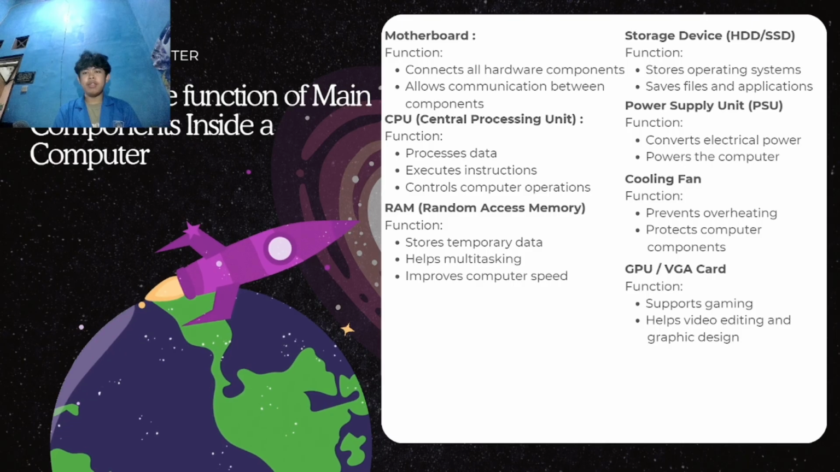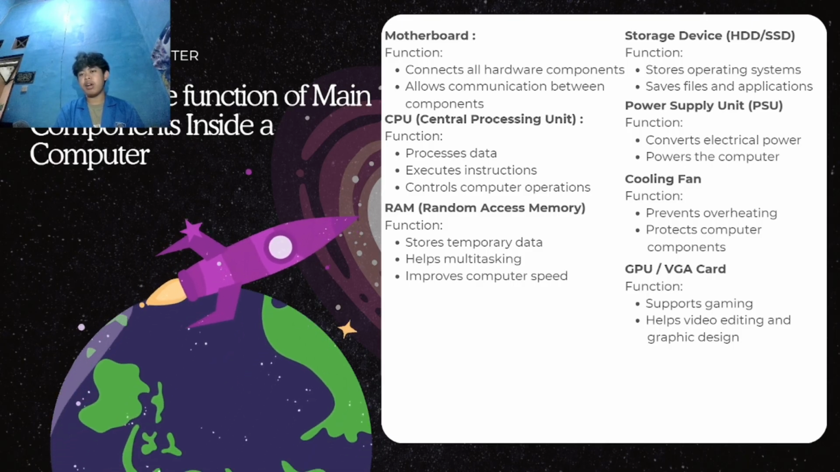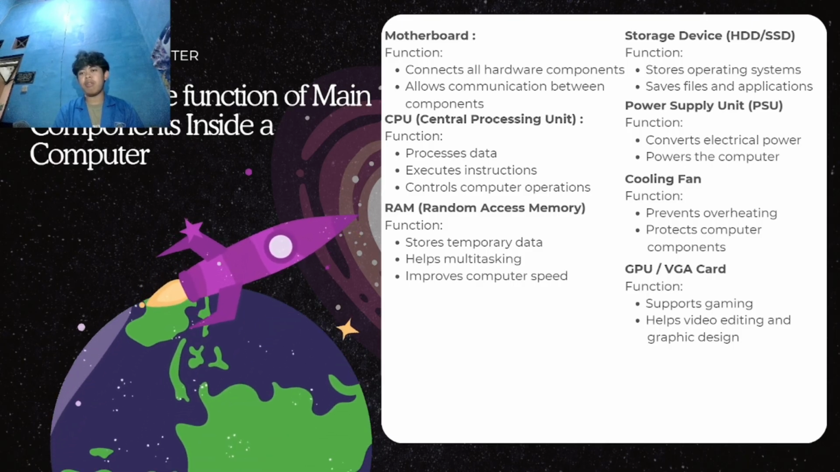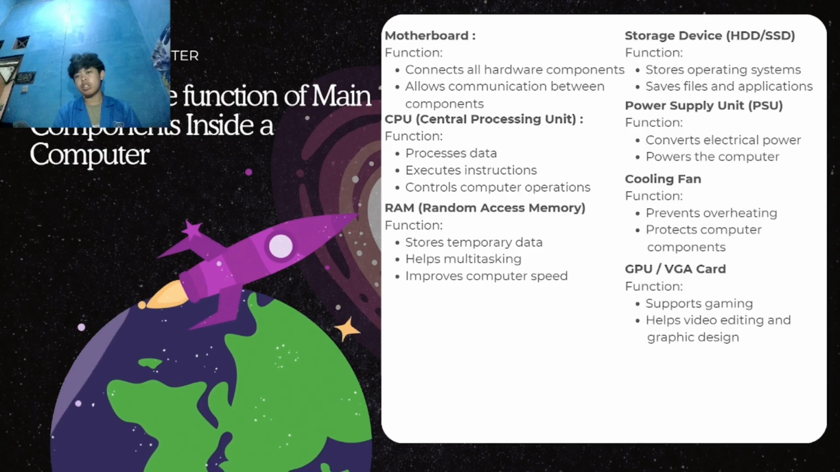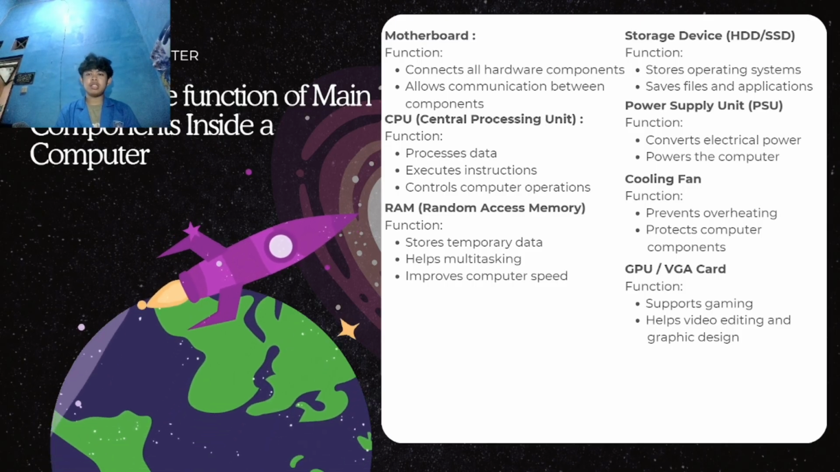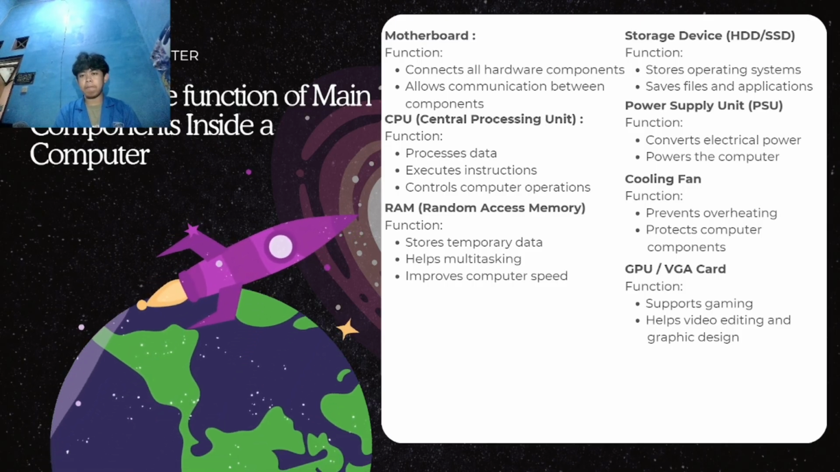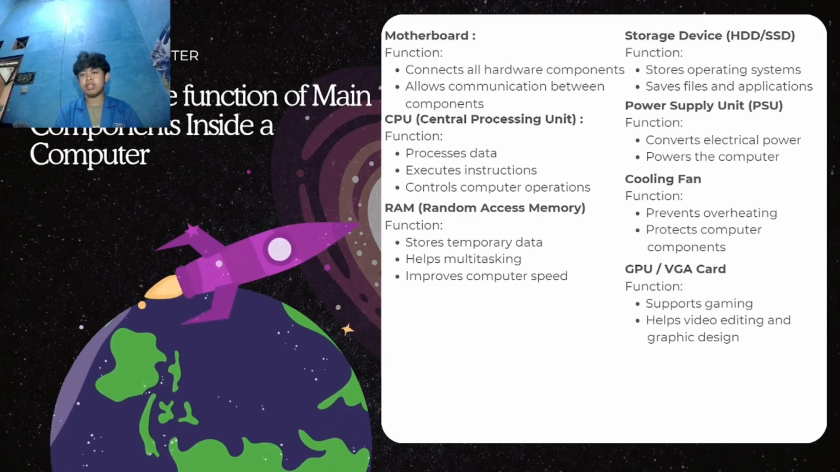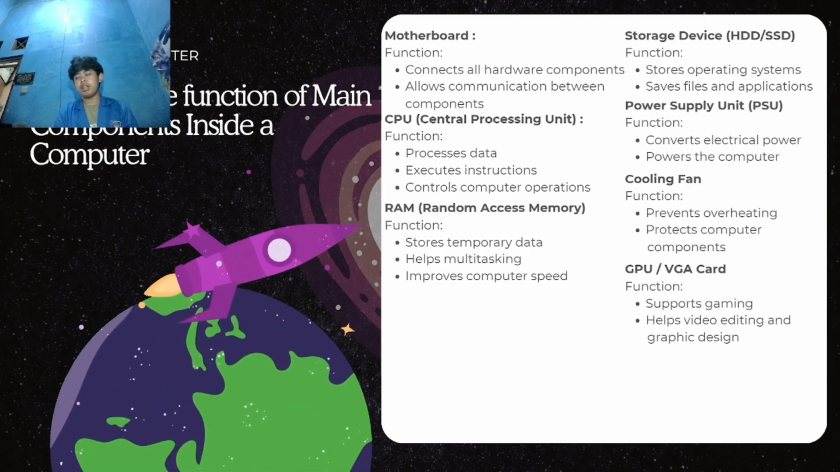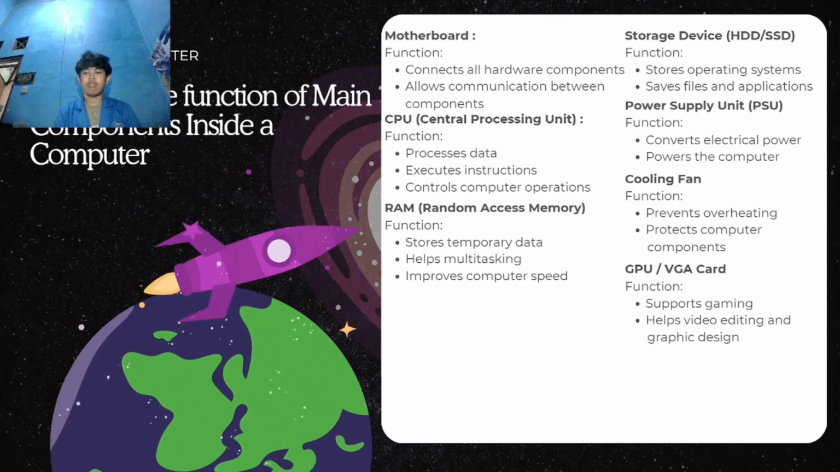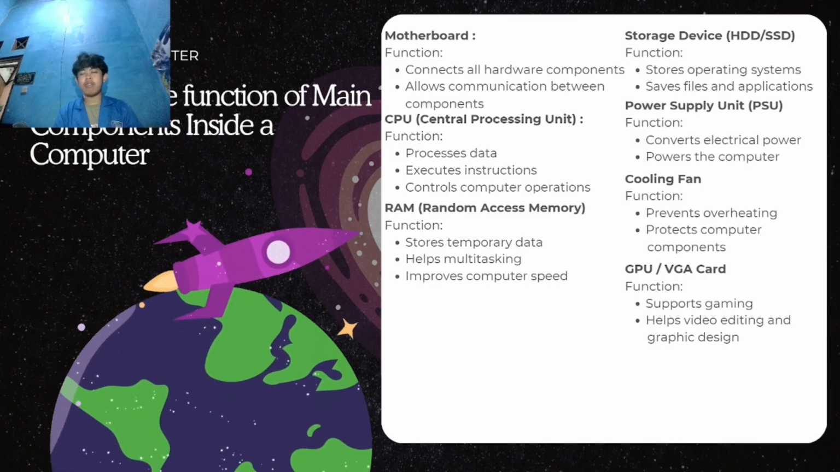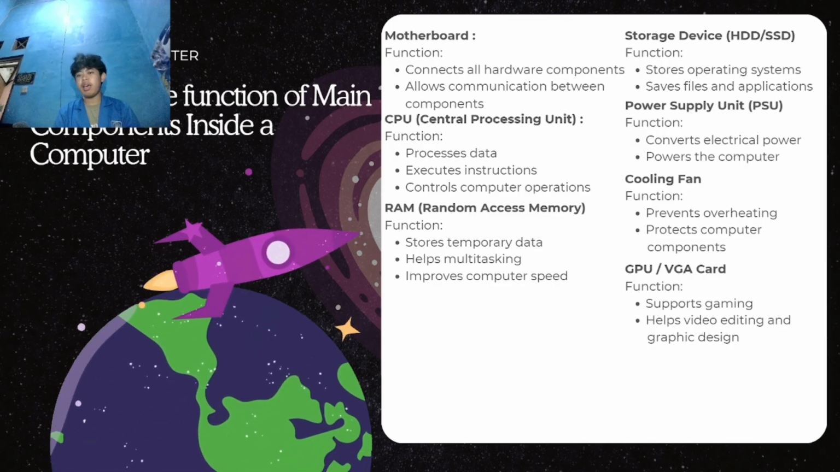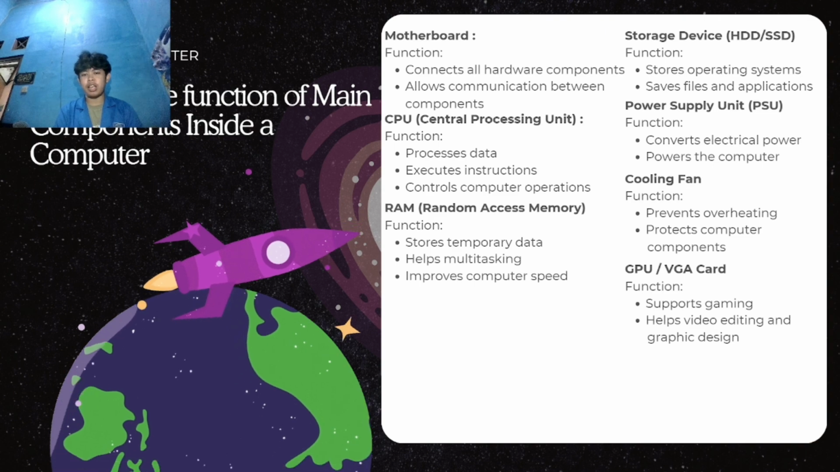And number 5 is power supply unit. The function converts electrical power and powers the computer. Number 6 is cooling fan. Function is prevents overheating and protects computer component. And the last one is GPU or VGA card. The function supports gaming, helps video editing, and graphic design.